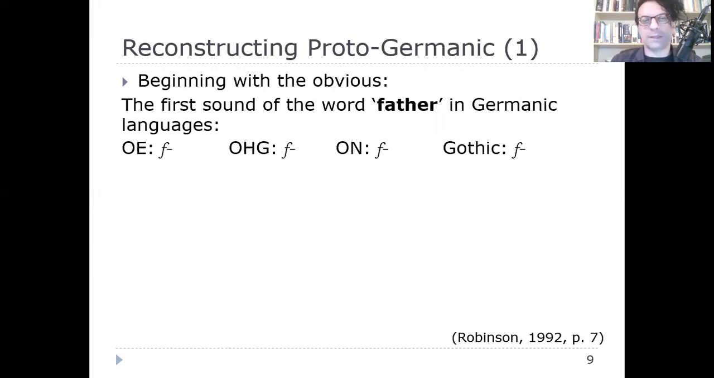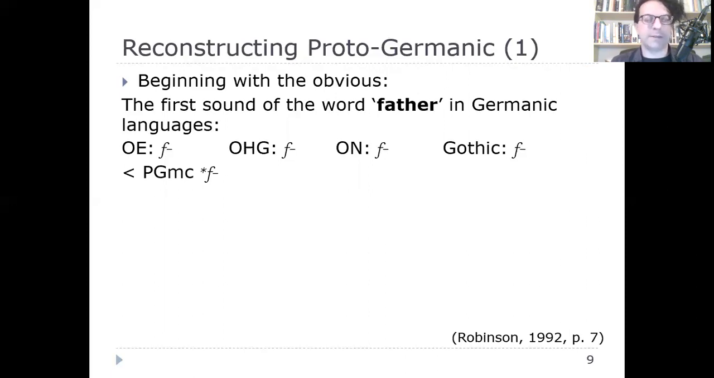Now, among the oldest surviving texts in Germanic languages, we find Old English texts. We find some Old High German texts. We also find Old Norse slightly later, Old Norse texts. And we find slightly earlier, so these are among the earliest texts, some Gothic texts. Now, in all four languages, the word for father begins with an F. Okay, so what was the initial sound of the word for father in Proto-Germanic? Obvious answer, F, right?